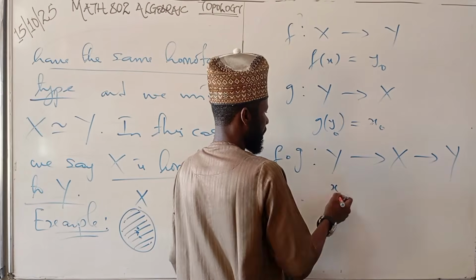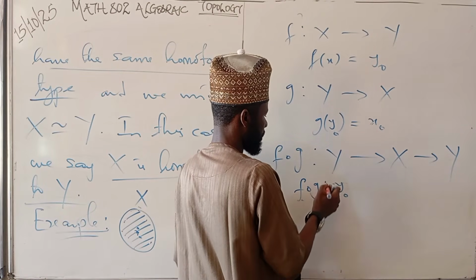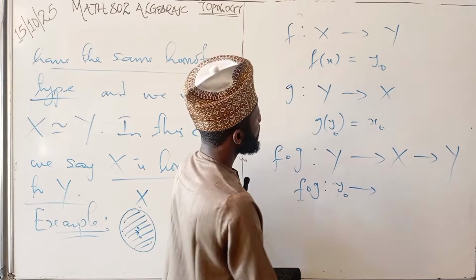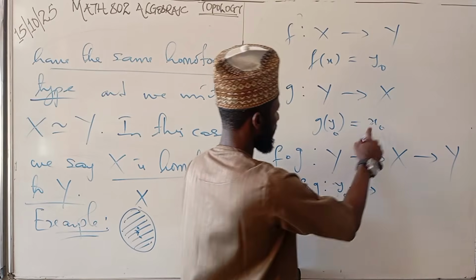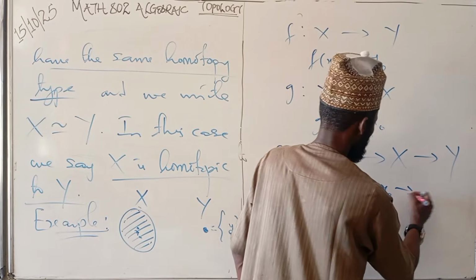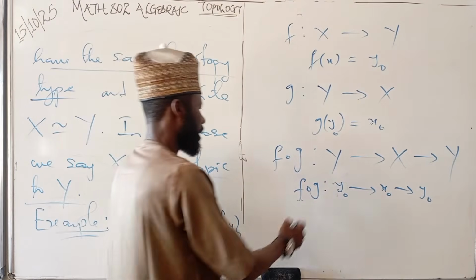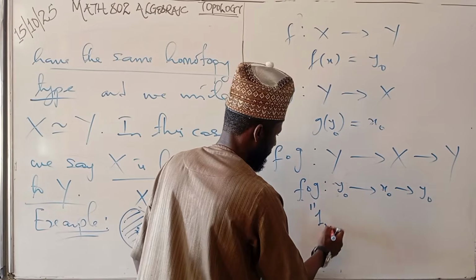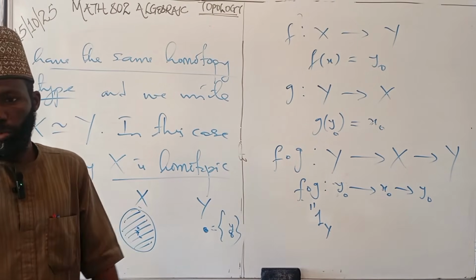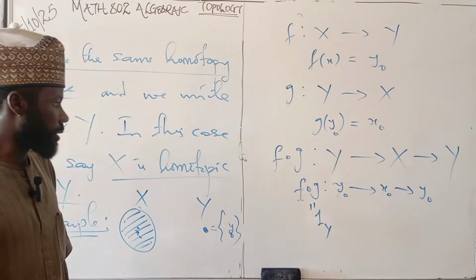So actually, if you take Y, F composite with G, first G will map it to X naught, and wherever X naught is mapped to, Y naught. So this is just the identity mapping from Y to Y. So clearly this mapping is the identity on Y, and therefore homotopic to the identity, because you only need to show that they are homotopic.